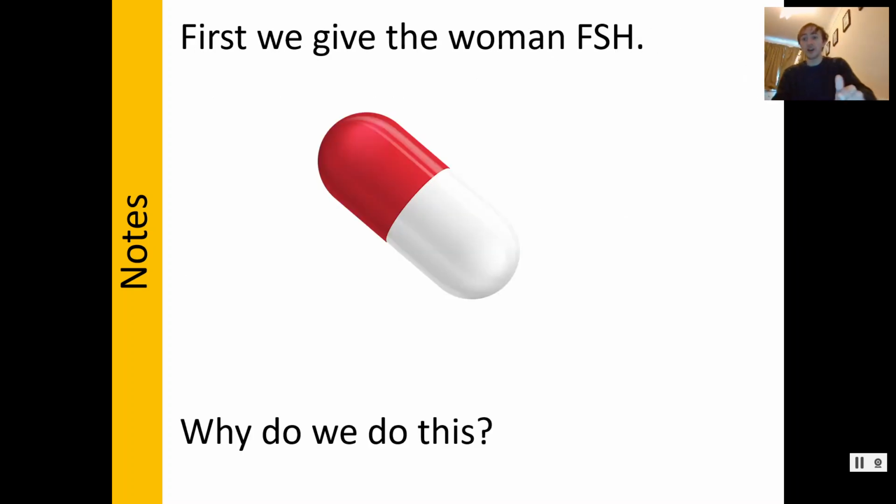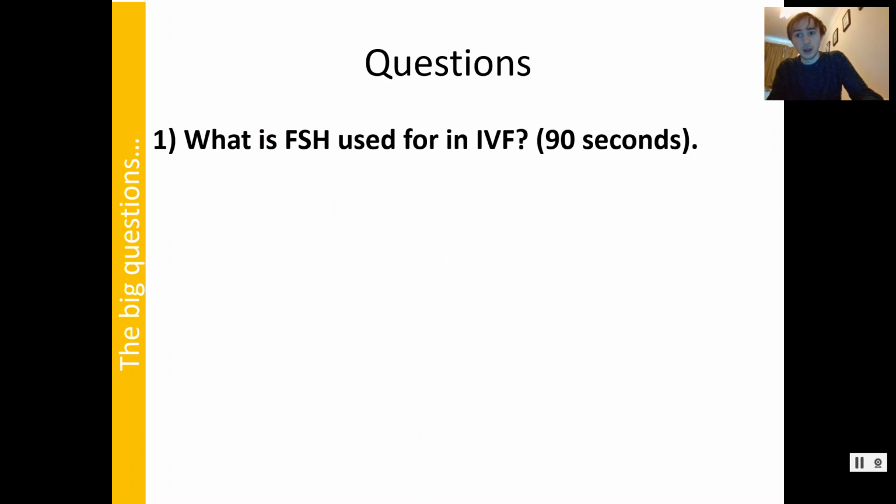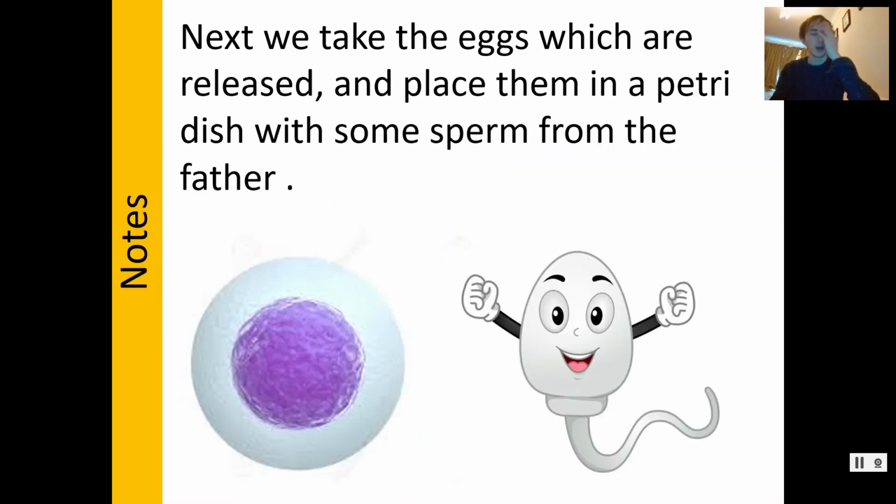So, the first step, we give the woman FSH. Just write that down. Step one, we give the woman FSH. Why? Hopefully you're all thinking, FSH, well that makes eggs develop. We're going to need an egg for this to happen, so we need to give her FSH to make an egg develop. Now, I'm actually going to ask to skip these questions, we'll come back to them later.